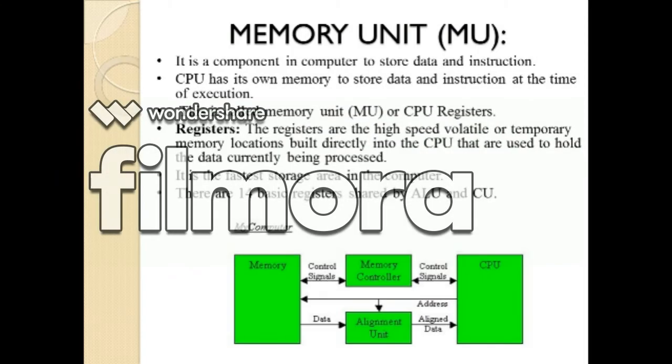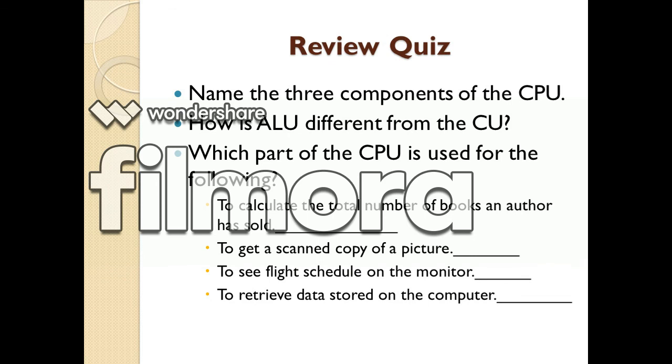Memory unit. It is a component in the computer to store data and instructions. The CPU has its own memory to store data and instructions at the time of execution. This is called the memory unit MU or CPU registers. What are registers? Registers are the high-speed, volatile or temporary memory locations built directly into the CPU that are used to hold the data currently being processed. It is the fastest storage area in the computer. There are 14 basic registers shared by the ALU and CU.